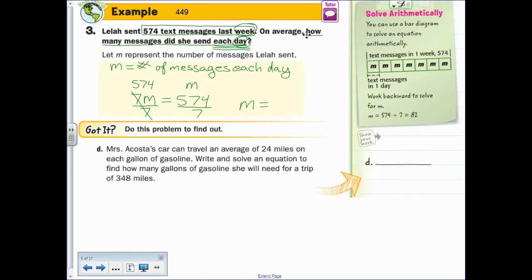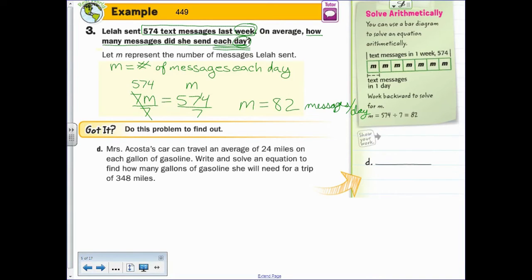7 goes into 57 8 times. 8 times 7 is 56, leaving me with 1 left over. And then 7 goes into 14 2 times. So we end up with 82. And we've got to go back and say, okay, what is M again? M is the number of messages that Layla sent each day. So this is 82 messages per day.